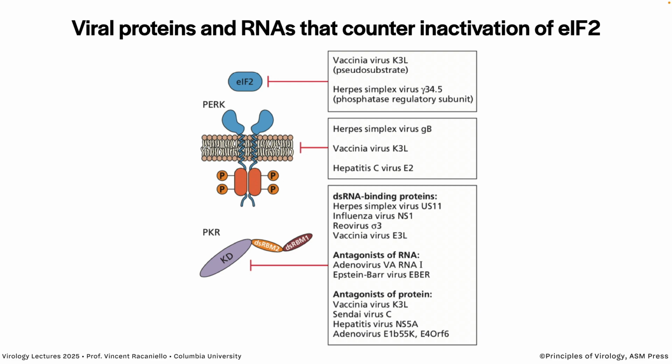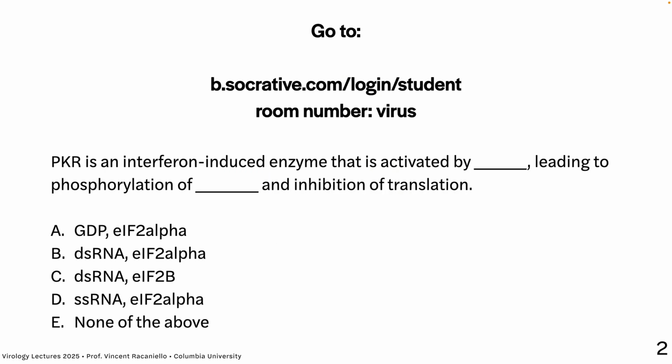Here's PERK as an example. Viruses make proteins that inhibit the kinase, and then there are also inhibitors of EIF2. Vaccinia virus in particular makes a pseudo-substrate. It's a protein that looks like EIF2 alpha, and PKR will bind it, but it doesn't get phosphorylated and it doesn't have any activity, so it binds up all the PKR. So if you do not have an antagonist, you're not a virus because you've been eliminated a long time ago.